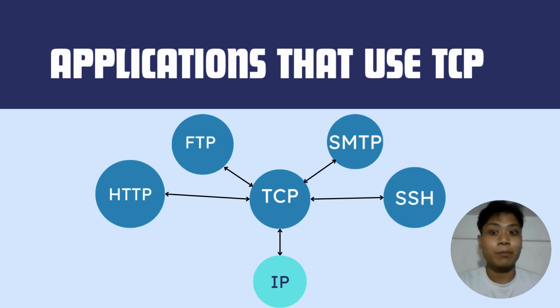TCP is used by applications that require reliable data transfer. Examples include HTTP, which is web browsing, HTTPS, which is secure web browsing, FTP, which is file transfer, SMTP, which is email, and lastly, SSH.